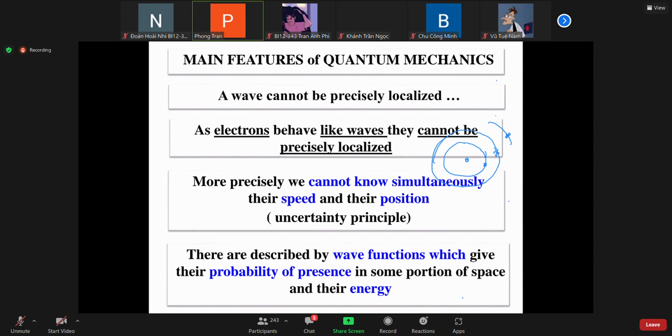So to overcome this, electrons are described by the wave function. We give the probability of presence in some portion of space and energy. So now we don't talk anymore about the precise position of the electron, but we will say the probability, the chance to find the electron in a given space. It gets more complicated now.